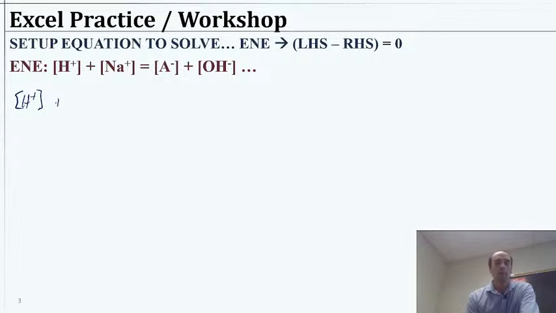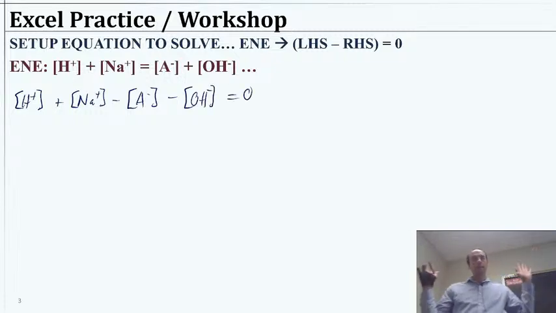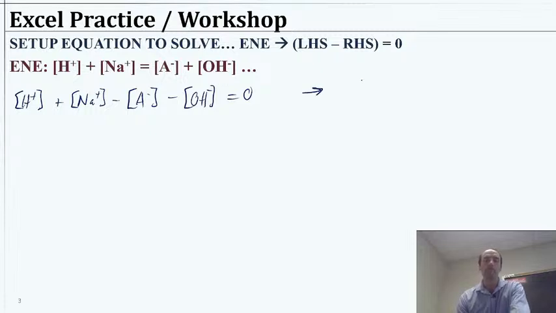So H plus plus Na plus minus A minus minus OH minus. Okay, and all that equals 0. So hopefully that's very clear, obvious. The question is now, how do we algebra this in order to get it all in terms of X instead of these other unknowns, right? And here's where we're using the system of equations to get it there.